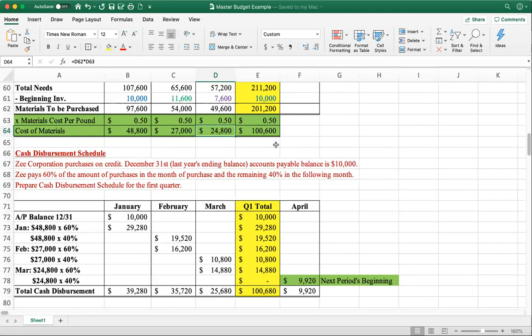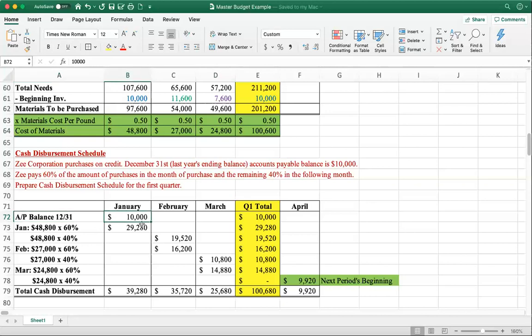Their accounts payable balance is 10,000 from last year, December 31st, which will be due this month in January. So in January, the first thing they will pay is the $10,000 that they owe from the prior period. If you look here, we have January, February, and March columns. The accounts payable balance December 31st was 10,000. So that would be the first thing that needs to be paid.